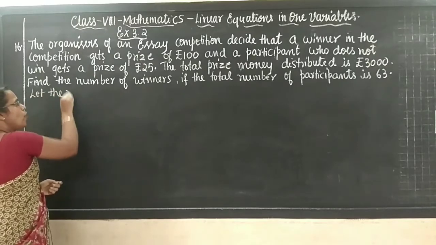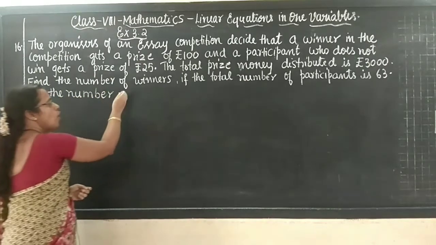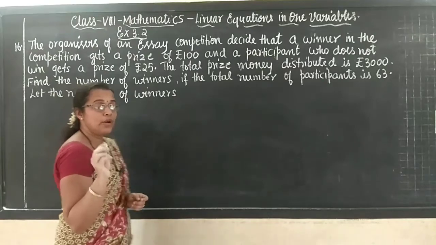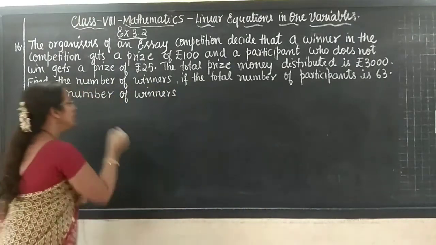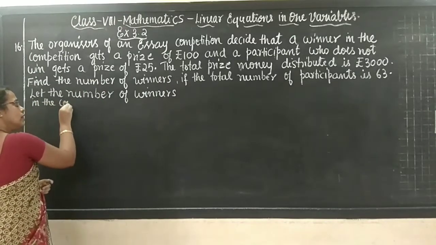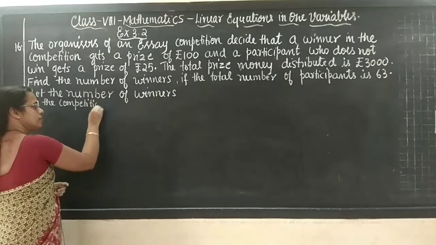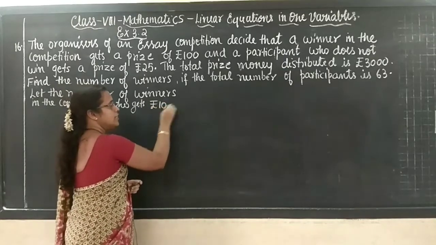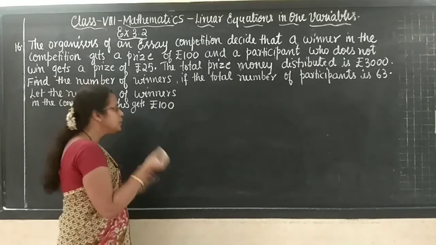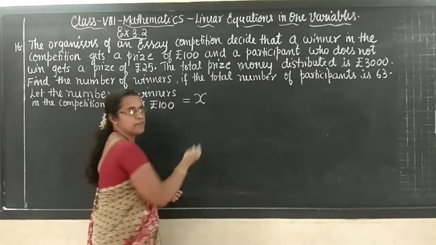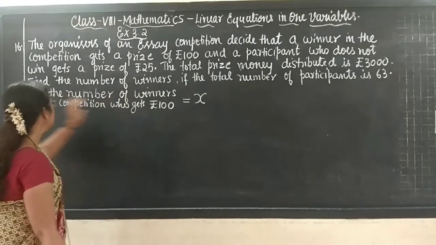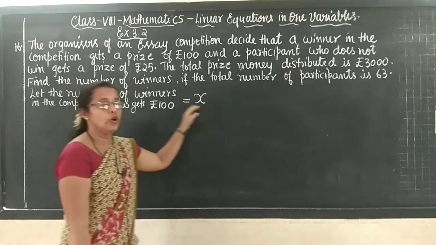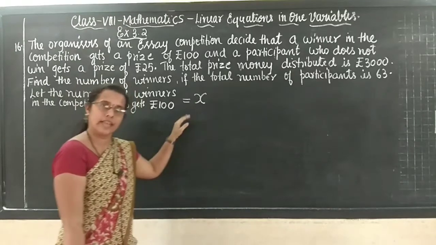Let the number of winners in the competition, who get 100 rupees. How many are getting 100 rupees? I don't know. So what you have to do is take it as the next number. Let the number of winners in the competition, who get 100 rupees, be x. That I don't know, so I am taking it as x. Is it okay, children?